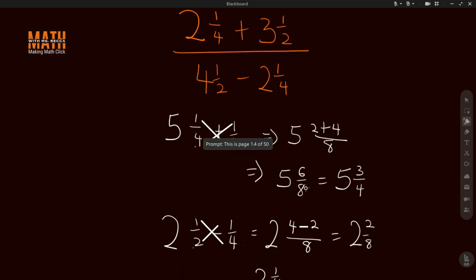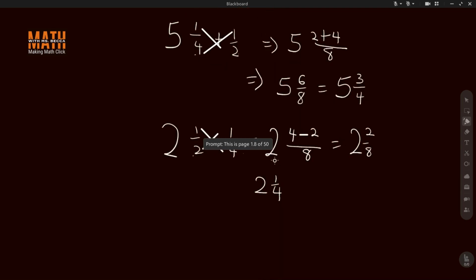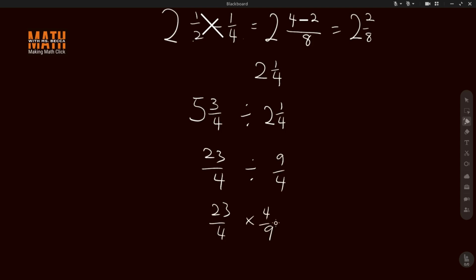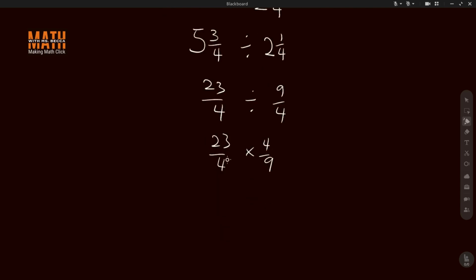Now, let's put the numerator and the denominator together so that this will now give 5 whole number 3 over 4 divided by 2 whole number 1 over 4. Now, you can easily change to improper fraction so that this will now give 23 over 4 divided by 9 over 4, and that will be 23 over 4 times 4 over 9. The 4 will cancel 4 and you will have 23 over 9.